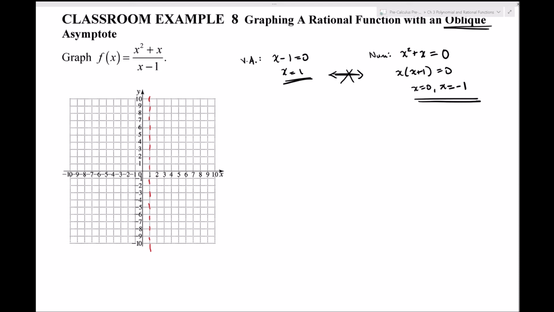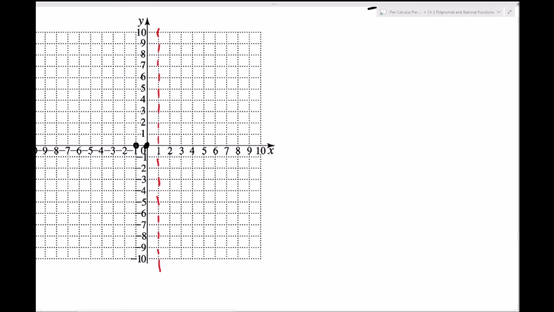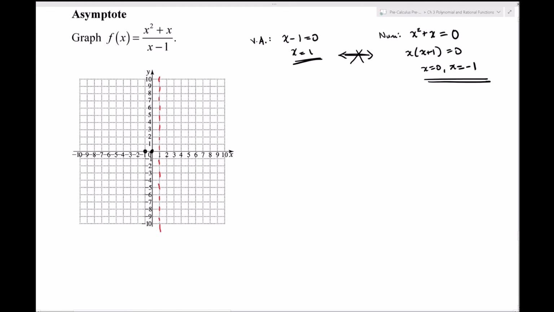And since I've checked to see if those 2 sets have anything in common, and they don't, I've also found the x-intercepts. This one has 2 x-intercepts, one at 0 and one at negative 1, which are very, very close to each other. So one at 0, one at negative 1. And we'll see what goes on there.